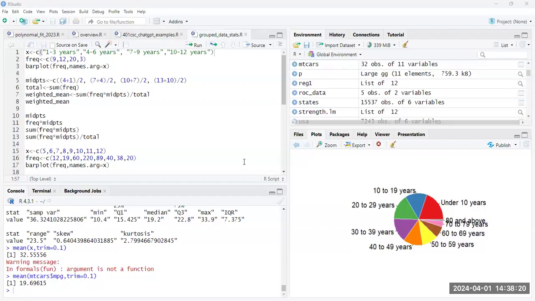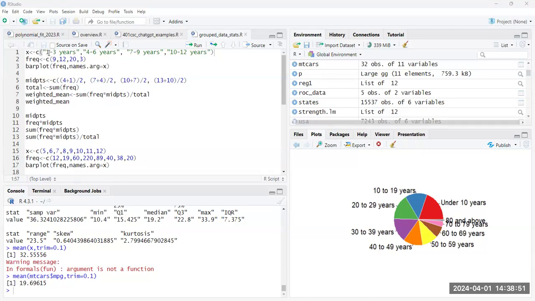All right, so in this video, we're going to create some examples of calculating statistics with grouped data. Sometimes it's important to be able to take a histogram that you want to summarize and estimate some statistics for. Since we don't have the original data and the data has been binned, we can't get the exact value, but we can at least estimate it.